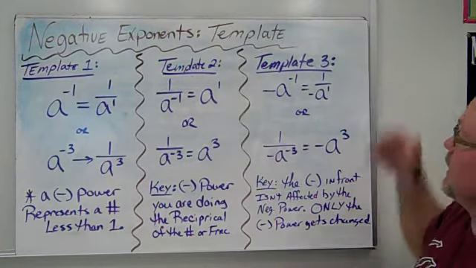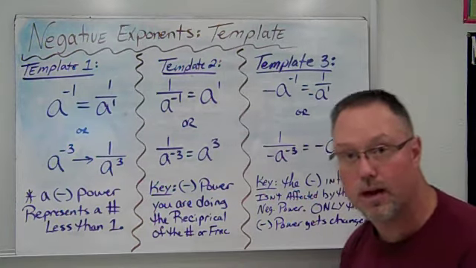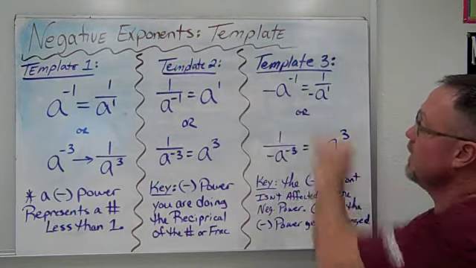The last template gets a little bit more involved because now we start throwing negatives in front of the rational number, or the letter in this case. So here we have a negative A to the negative 1.